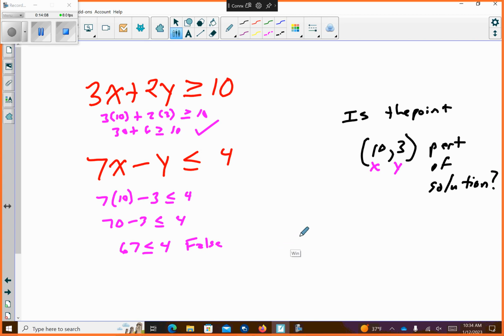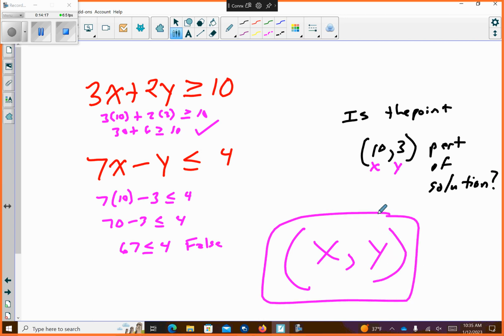And the big thing to remember is when you have a point, it's x, y. Okay? So if you have only an x variable you're trying to test, you use the x value. If you only have a y variable you're trying to test, you use the y value.